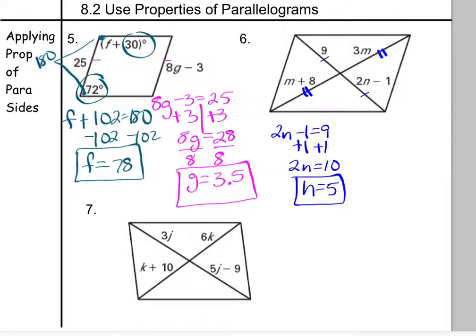So that's the first one. And then the other one, m plus 8 equals 3m. So I'm going to start solving by subtracting m to get the letters together. That gives me 2m on the right. Divide both sides by 2, and you see that m is 4.